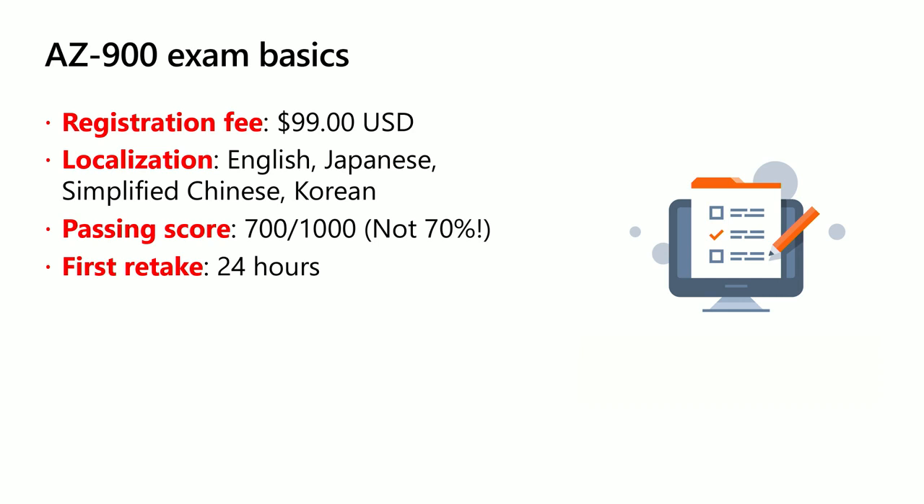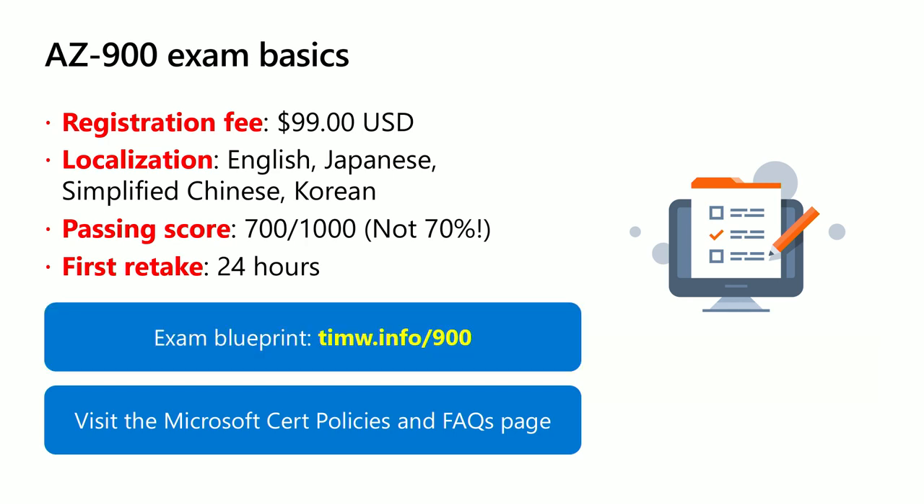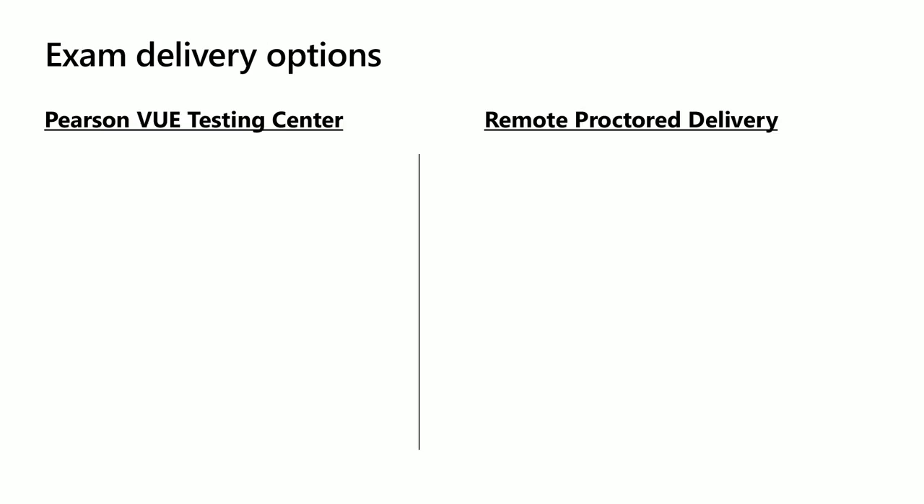If you don't pass on your first attempt, you can schedule again immediately, but it has to be at least 24 hours in advance. And then there are additional rules for second attempt, third attempt, and so on and so forth. All right. A bit about delivery.